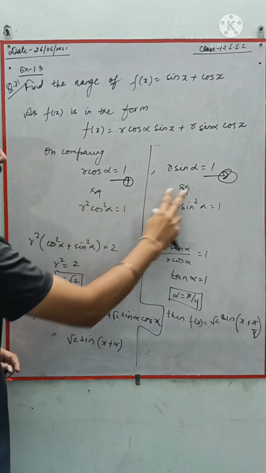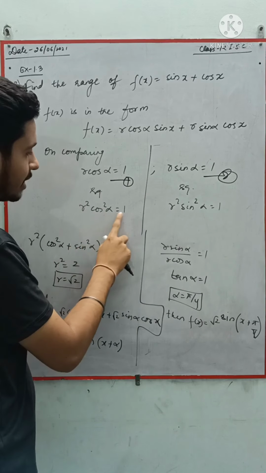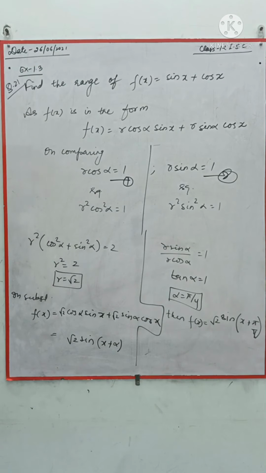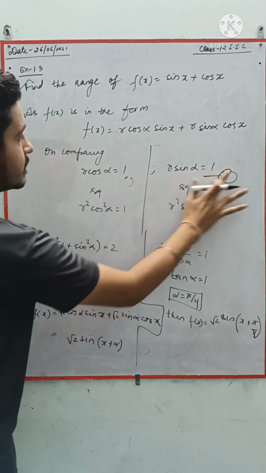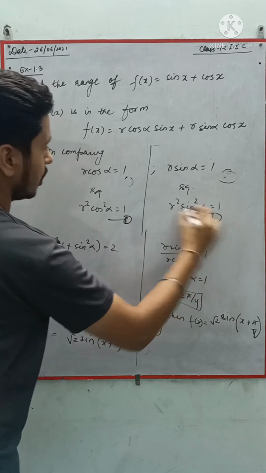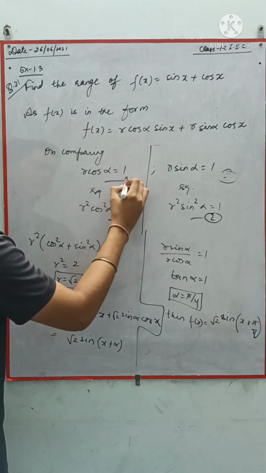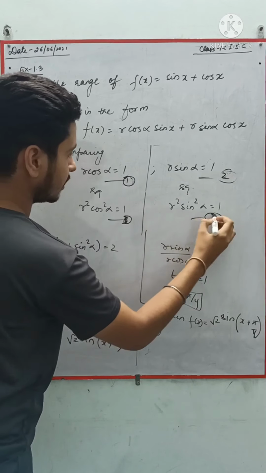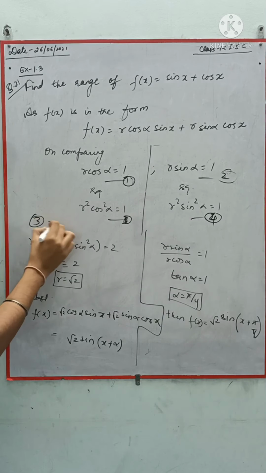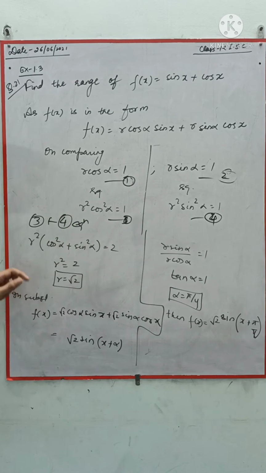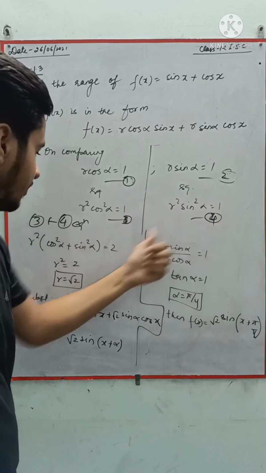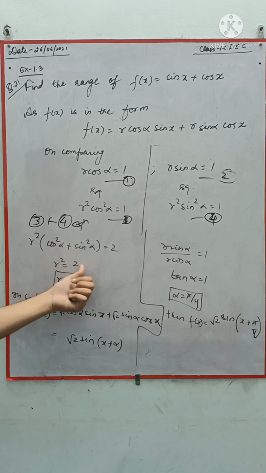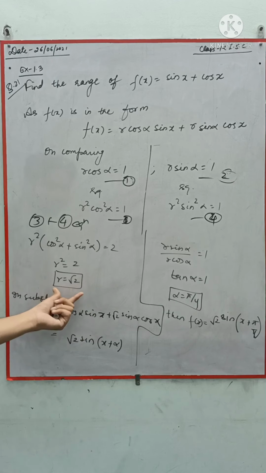Now let's square both of them. We get r square cos square alpha equal to 1, r square sin square alpha equal to 1. Now let's add these two equations. This one is first, second, this one third, and fourth. So third equation plus fourth equation, let's add. On adding these two, take r square common, and in the bracket you will get cos square alpha plus sin square alpha, and 1 plus 1 is 2. So this is 1, so r square is equal to 2, so r is equal to root 2. We got the value of r.